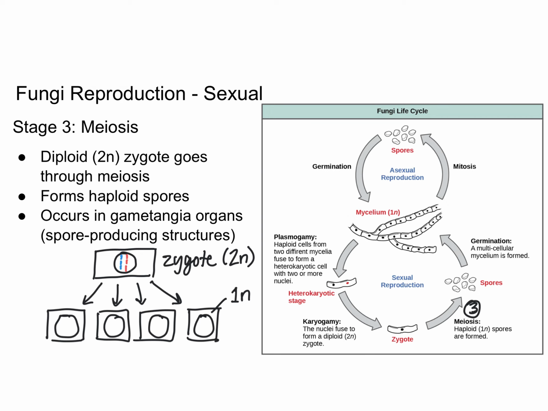So to represent that, we could say that this one daughter cell maybe ends up with 2 blue chromosomes and a red one. Maybe this one has 2 red chromosomes and a blue one. This third one maybe ends up with 3 blue chromosomes. And the fourth one maybe ends up with 3 red chromosomes.